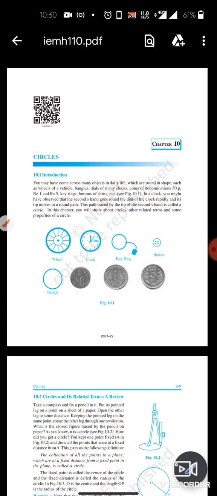Students, today we will start with chapter number 10, that is circles. First of all, we will have a little introduction about the circle and its related terms. Then after, we will move towards our exercises. So what is a circle?